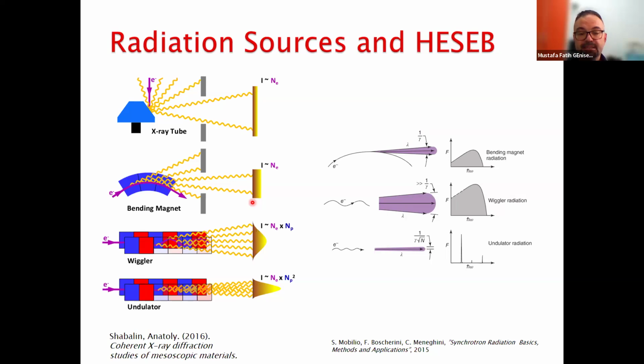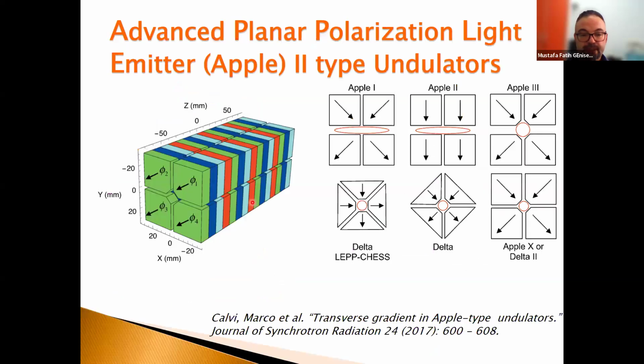HESEB has the highest intensity at specific desired photon energies. Why do we call it Apple? Apple is not just an apple to eat. It's actually an abbreviation of Advanced Planar Polarization Light Emitter.